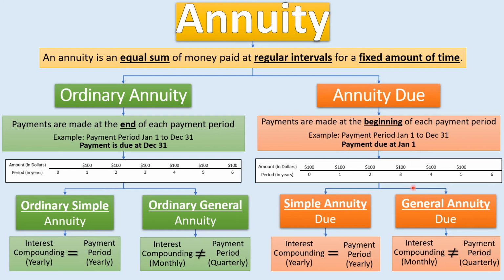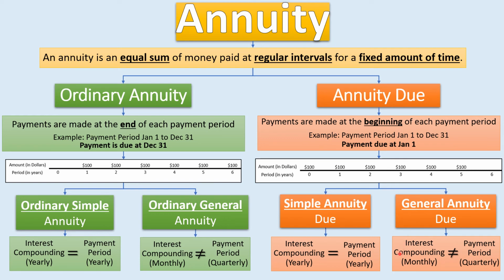Now, similarly, we have general annuity due. This is similar to the ordinary general annuity, where your interest compounding and your payment period are not the same. Same thing here with general annuity due, your interest compounding and your payment period are not the same. The only difference here is that your investment would be at the beginning of the period.